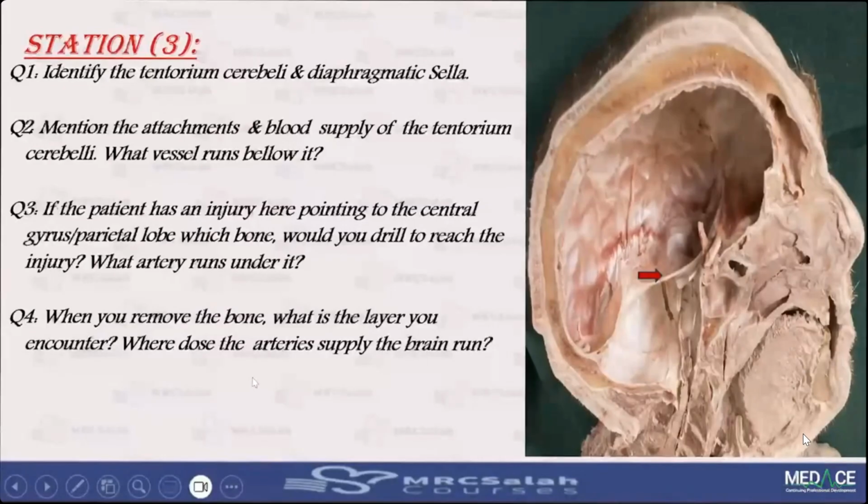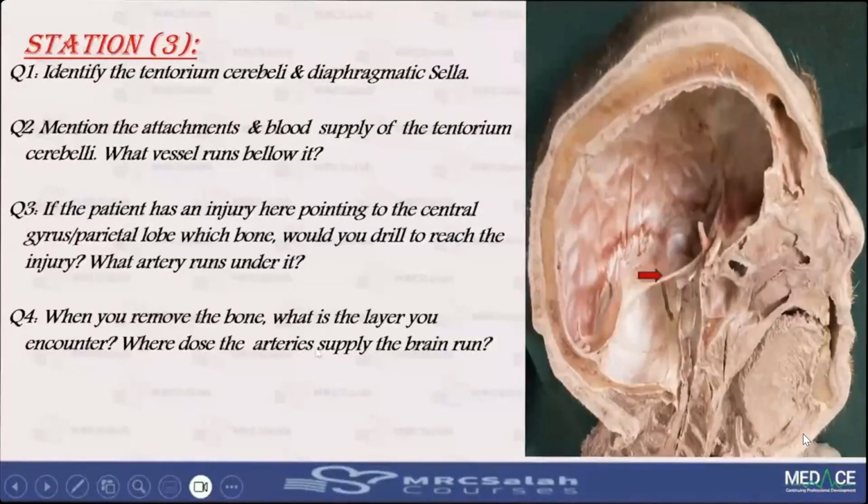When you remove the bone, the parietal bone, what is the layer you encounter? So we will be seeing the dura mater first, and then the rest of the meninges. The question is, what is the layer? Please be specific in your answer. Okay, so when I remove the bone, the first layer would be the dura mater.